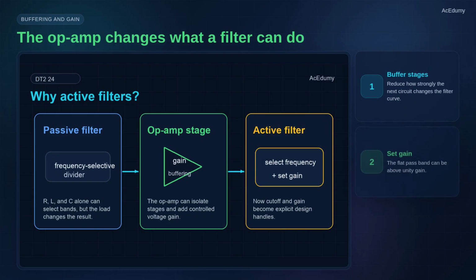The op-amp does three useful jobs. First, it can isolate one stage from the next. Second, it can provide voltage gain, so the passband does not have to be below unity. Third, it lets us build clean first-order filter blocks using resistors and capacitors instead of inductors.